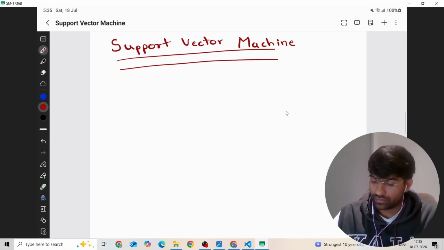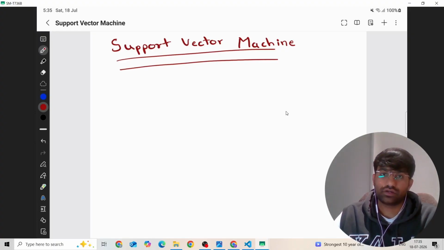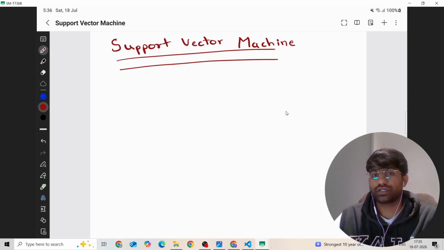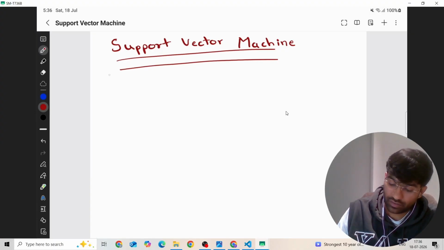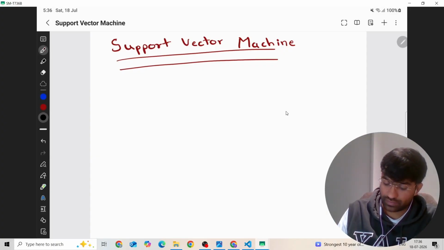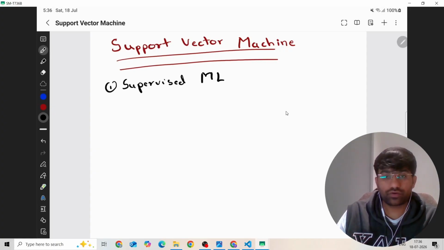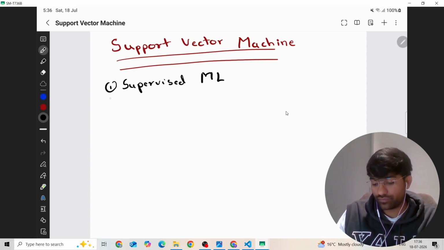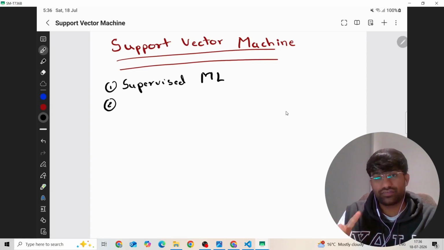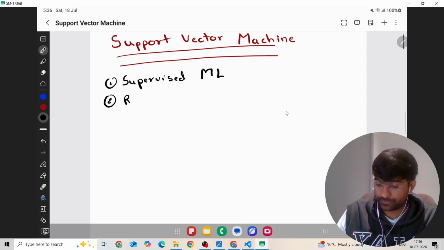Hello everyone. So today's topic will be support vector machine. Support vector machine is a supervised machine learning algorithm, and it is used for both classification and regression.